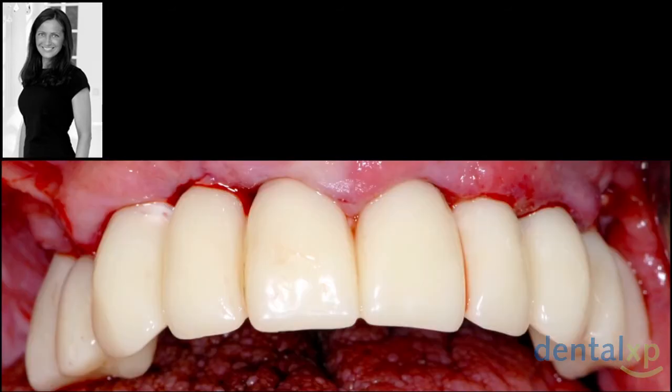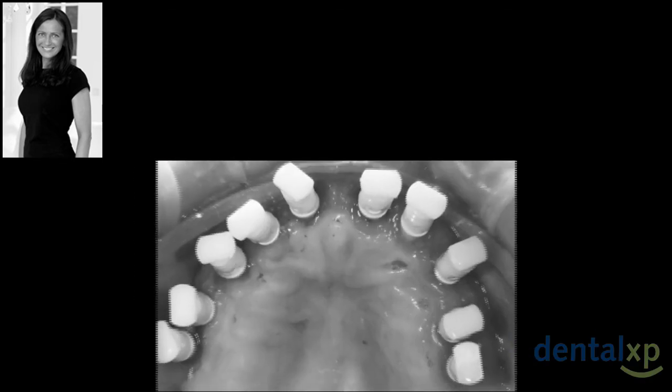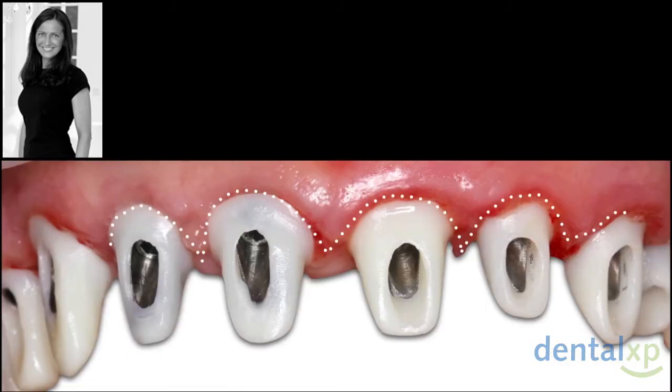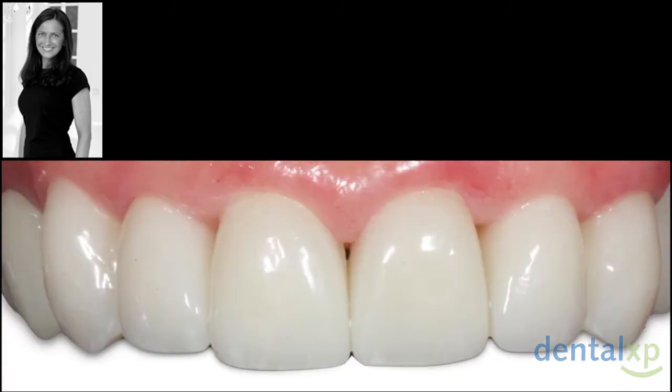This is the situation after the suture removal. We don't remove the abutments for the impression taking, and this is the final ceramics. Zirconia abutments with a margin 0.5 millimeter below the gingival margin, and this is the final result.